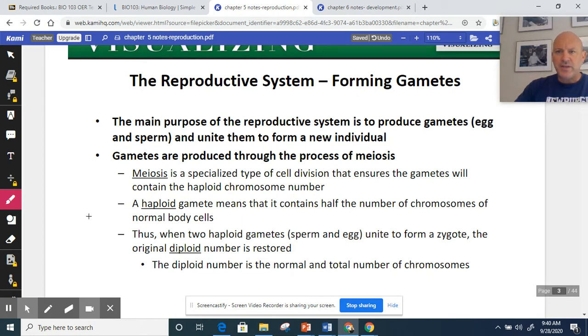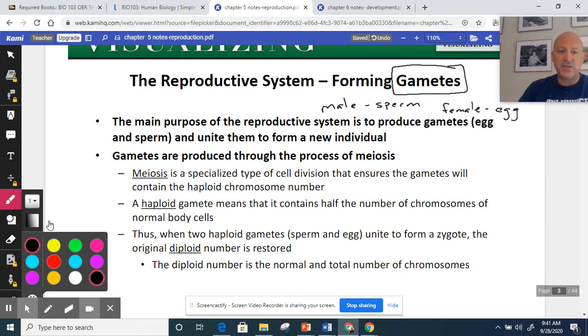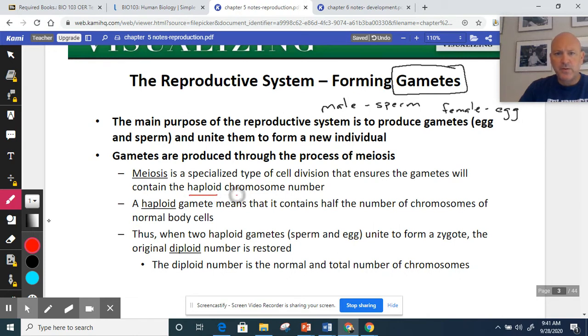All right, this word over here, gametes, forming gametes. There are two types of gametes: male gametes and female gametes. The male gametes are sperm cells, and the female gametes are egg cells or oocytes. They are produced by a special type of cell division called meiosis. And what's unique about gametes is that they have a haploid number of chromosomes.